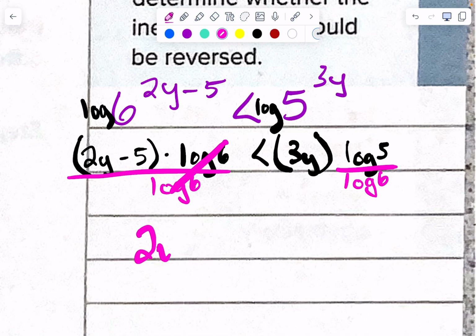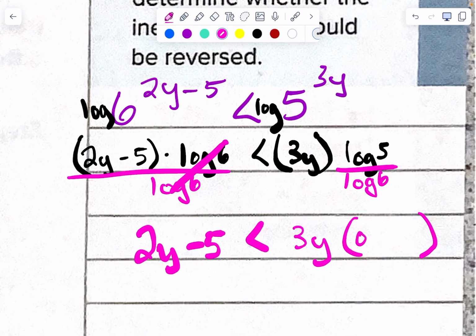Okay, so I've got 2y minus 5 is less than, hold on, 3y times whatever that big ugly decimal number is. What's log 5 divided by log 6? What is that? 0.8982. Question. Okay, hold on. Just wait. Hold your question for the end. Okay, so we've got our decimal over here on this side. Now what?